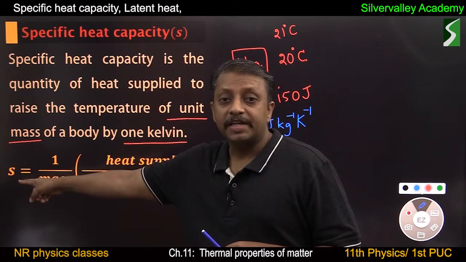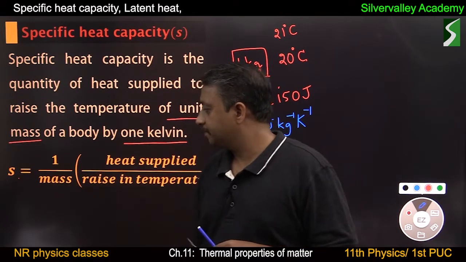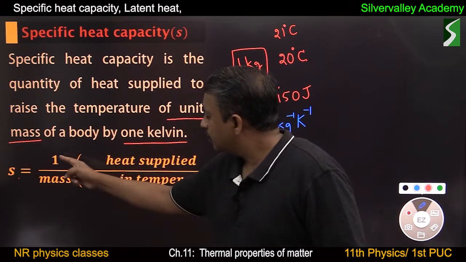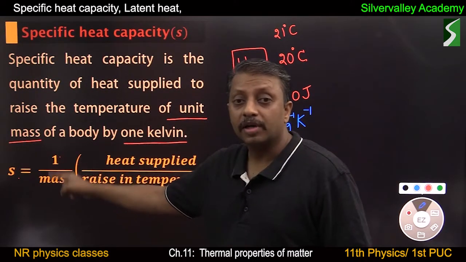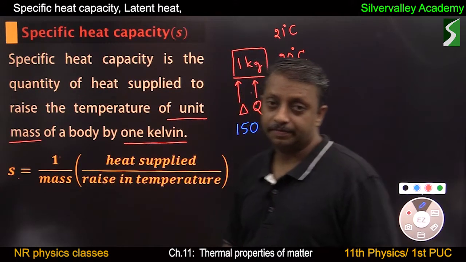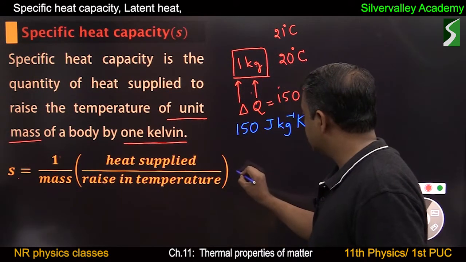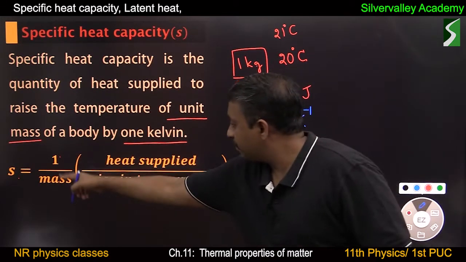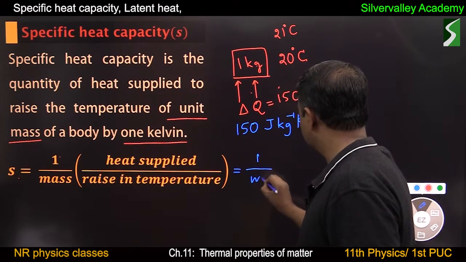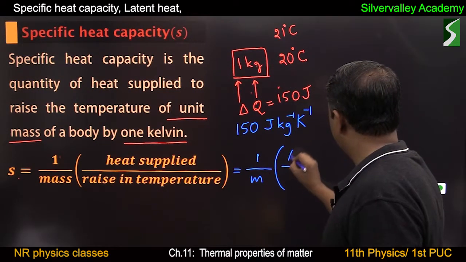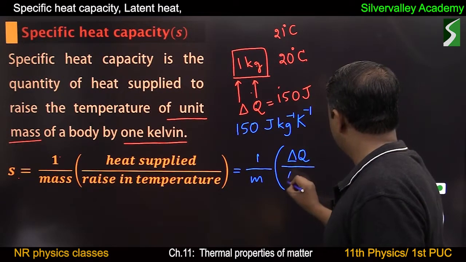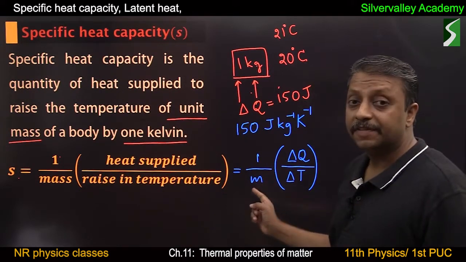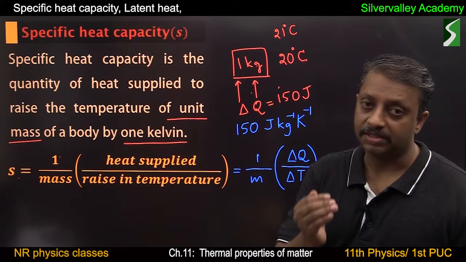Let us denote specific heat capacity by small letter s. It is heat supplied divided by rise in temperature, into 1 by mass, per Kelvin for every degree change in temperature. And the equation of this is 1 by mass into delta Q by delta T. So this is specific heat capacity, specific with respect to mass.